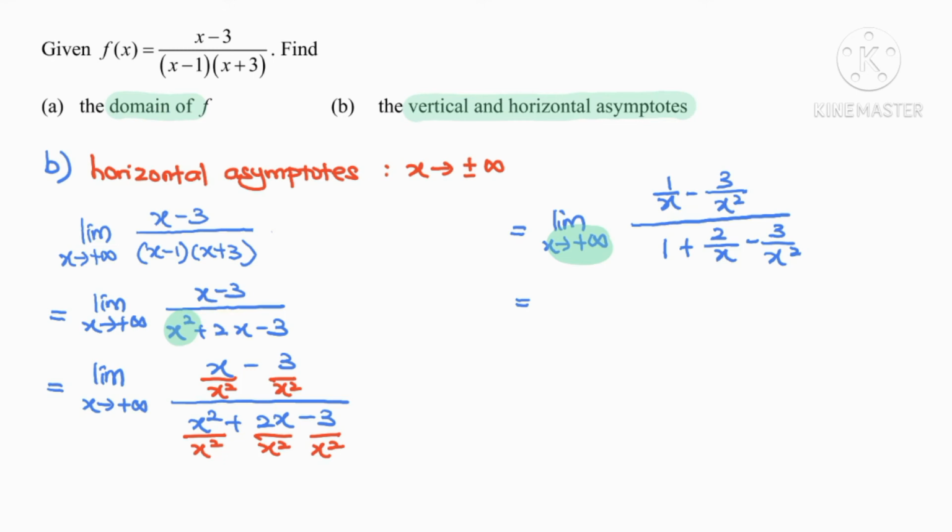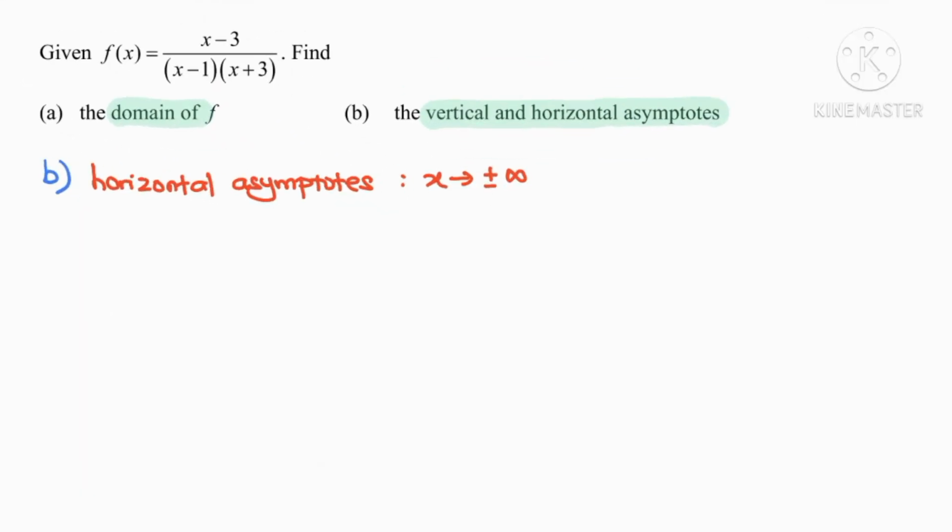So we have 1 over infinity, we get 0. 3 over infinity is 0. 1 plus 2 over infinity is 0. And 3 over infinity is also 0. So the value that we get is 0. Now we are going to find the limit as x approaches negative infinity for the function given.